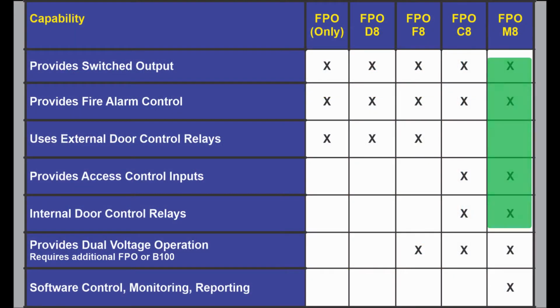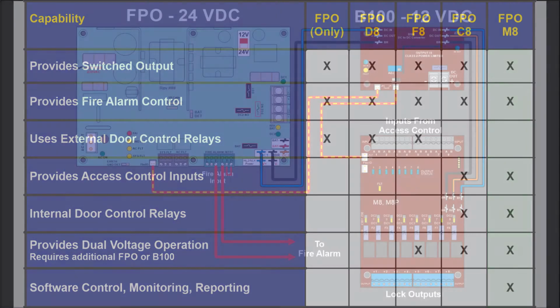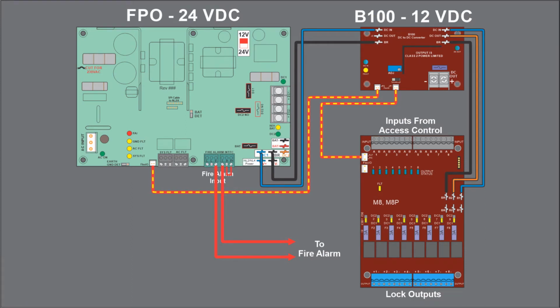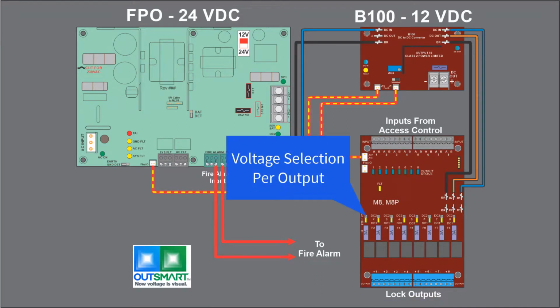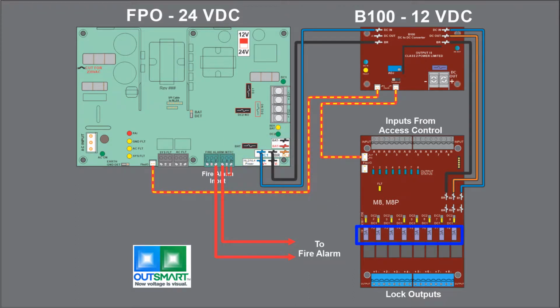The last combination is the FPO M8 and provides all the access control features of the C8, however, with some major enhancements. A full-featured lock control board, the M8 has 8 inputs to interface to an access system. It's capable of accepting a normally open, normally closed, or a voltage trigger. It has 8 outputs to control fail-safe or fail-secure locks, fire alarm interface by output, the ability to work with 2 voltage sources, individual fusing or PTC protection for each output.